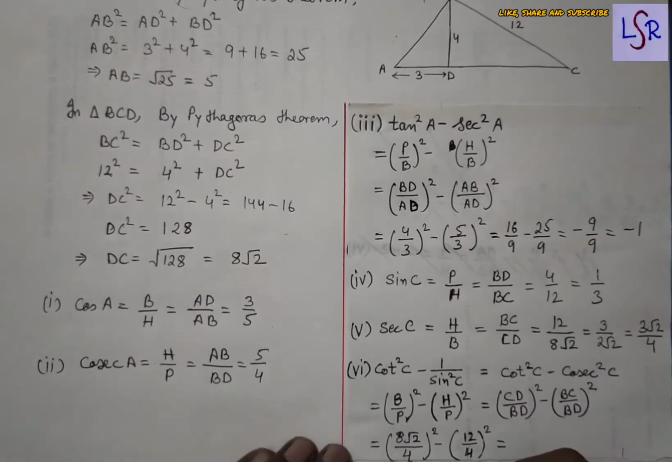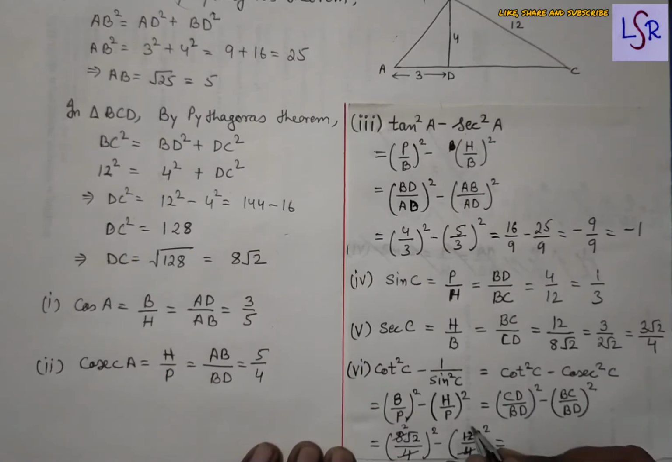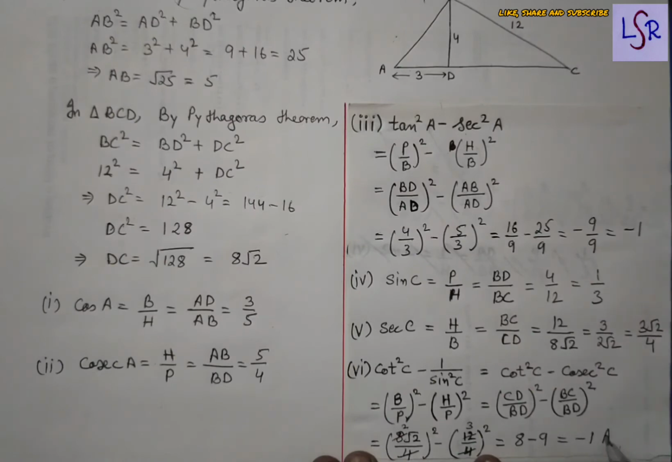Now we can solve it a bit. 4 2 times and here 4 3 times. Now 2 root 2 to the whole square is 8 minus 3 square is 9, and this will be equal to minus 1 as the answer.